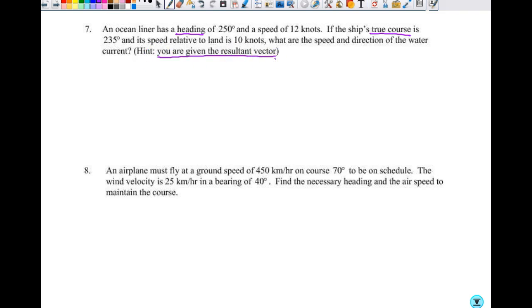So instead of adding the two vectors, what are you going to have to do? Subtract. So think about what that means for your work and for what your picture would look like and whatnot. Okay, so that's what's happening on these. Make sure you read them carefully so you don't just do them exactly like you've done the rest, because you're not going to get the right answers. Okay. All right, what questions do you have?